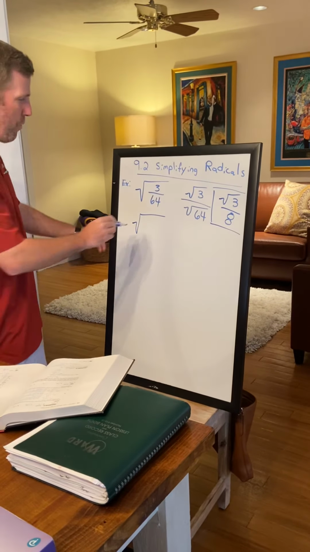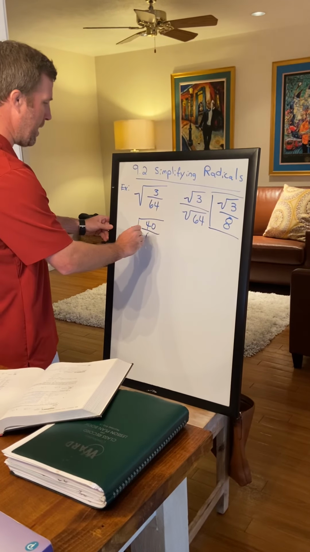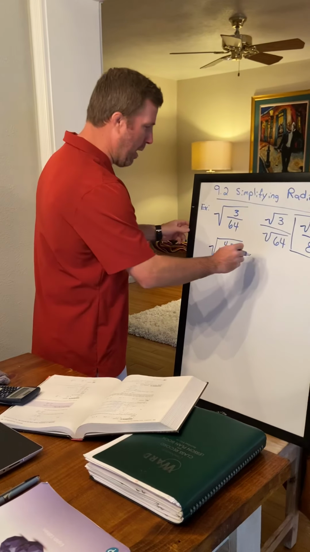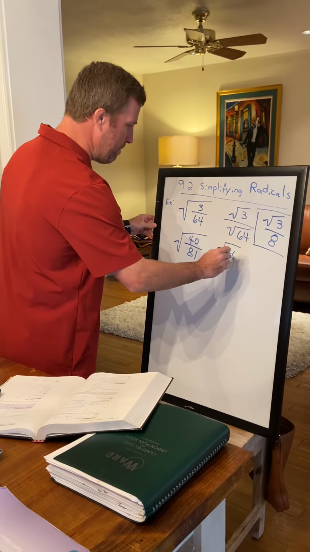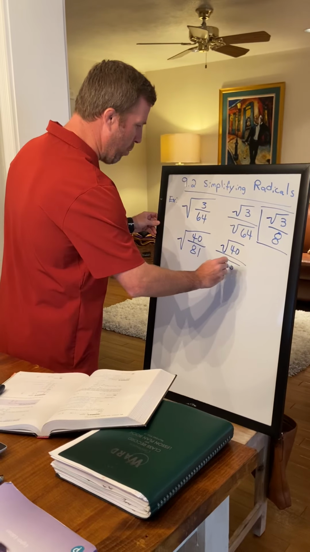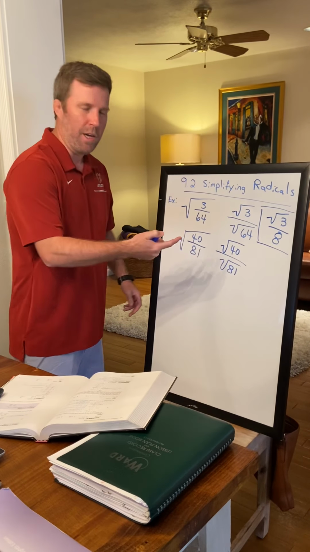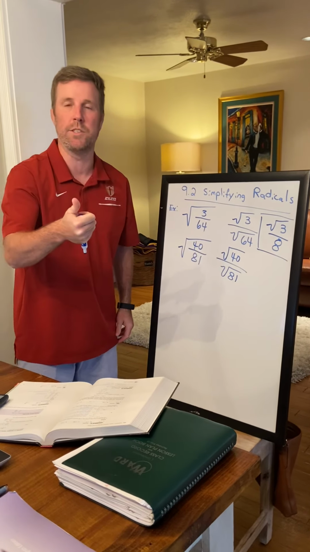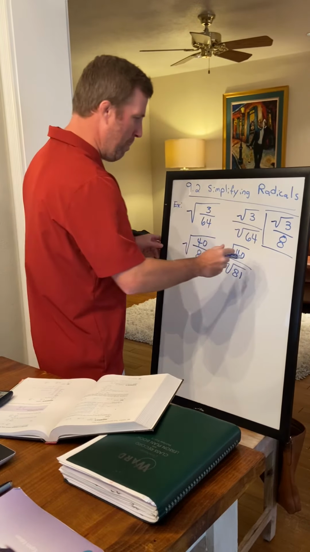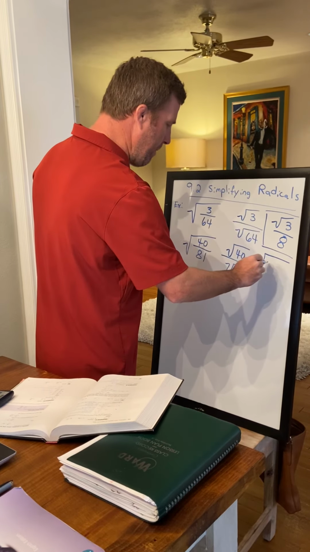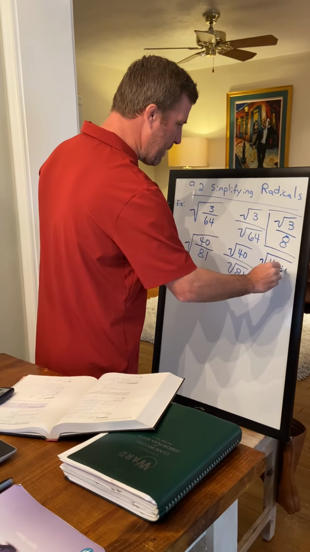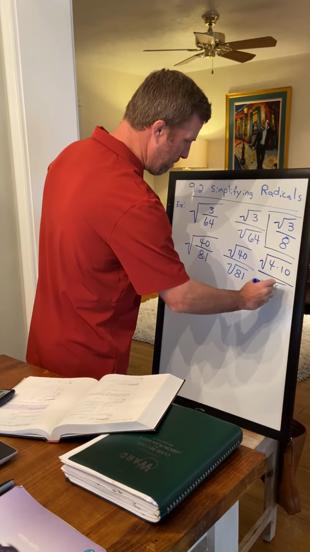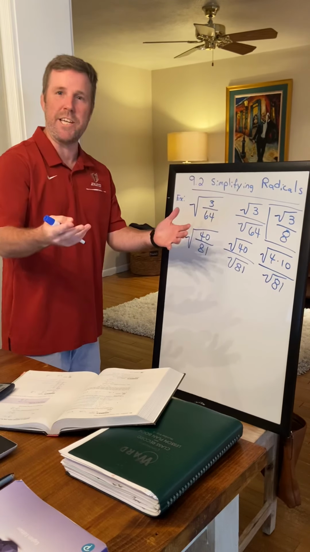Let's try the square root of 40 divided by 81. Our quotient rule says we can break this up into the square root of 40 divided by the square root of 81. Think about it. What perfect square do you know goes into 40? Well, I know 4 does. So I can break that 40 down by using our product rule and doing the square root of 4 times the square root of 10 over the square root of 81. Okay, we're not done yet.